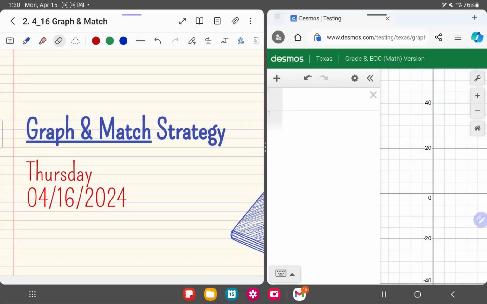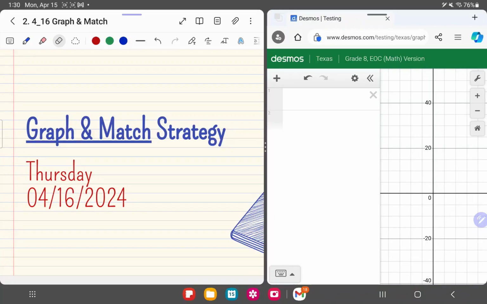Hello guys, so today we're going to go over some strategies on graphing and matching. I'm going to go over 4 problems and what you should technically do whenever you're working these problems out. And then I'm going to go over the rest of the problems and just kind of fast forward them. That way you can see what steps you should take.